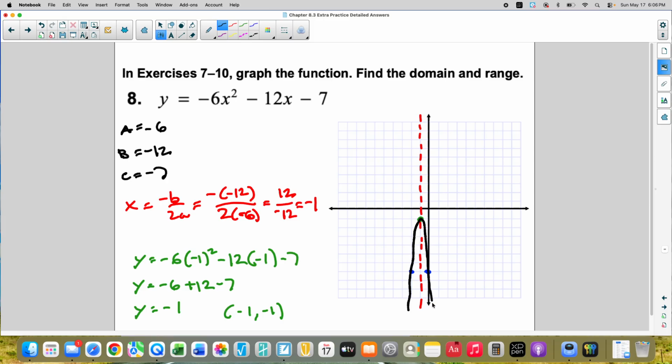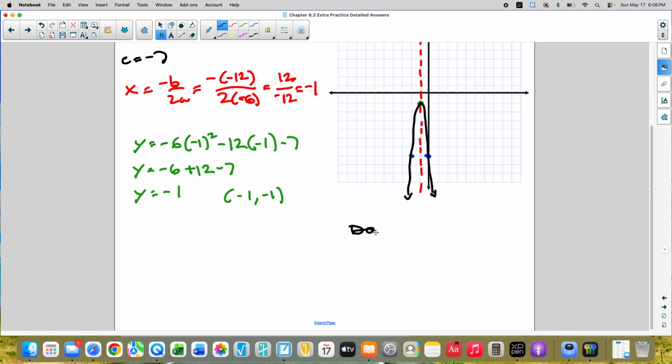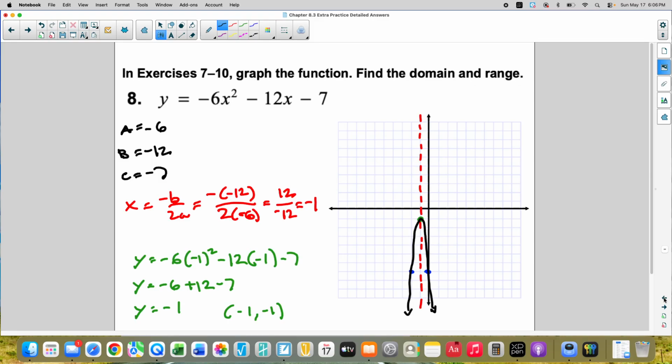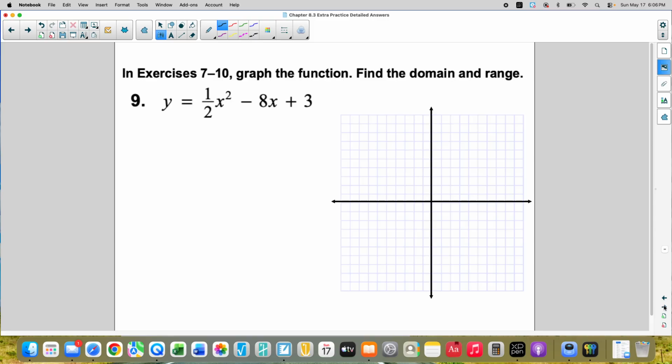So now when I do my domain and range, my domain is still all real numbers. And my range, however, is y is less than or equal to -1, because we want values that are less than. Did I do equal to? Hopefully I did equal to. Yep. My domain, and that's what my graph looks like. 1, 2, 3, 4, 5, 6, and 7. It would be crossing the y-axis there.